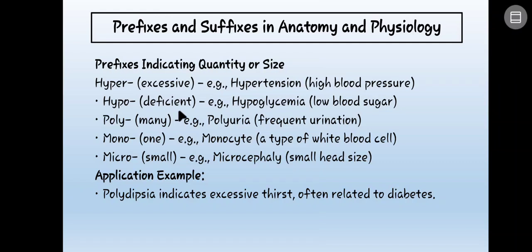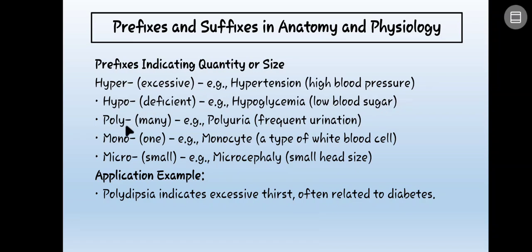Hypo means deficient or less or low. Hypo meaning something is deficient, is low, is less. Example, hypoglycemia. Hypoglycemia means low blood sugar level. If we write hyperglycemia, it means high blood sugar level.